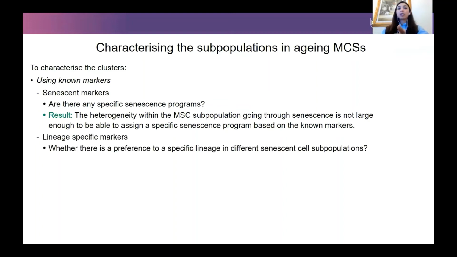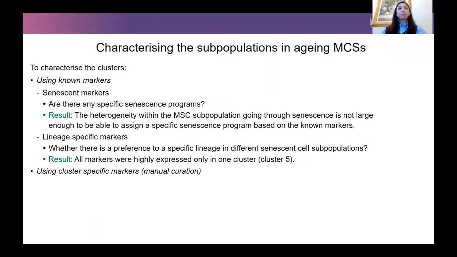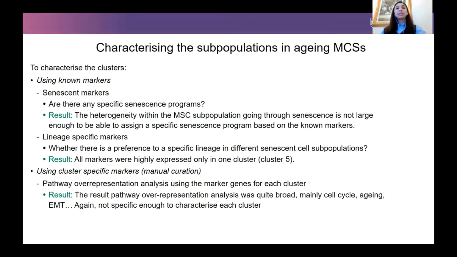We tried some lineage-specific markers to check whether there is a preference of a specific lineage in different senescence subpopulations. But again, all markers were highly expressed only in cluster 5. So we ended up using cluster-specific markers using pathway overrepresentation analysis. But as I said, the enriched pathways, the terms were quite broad.